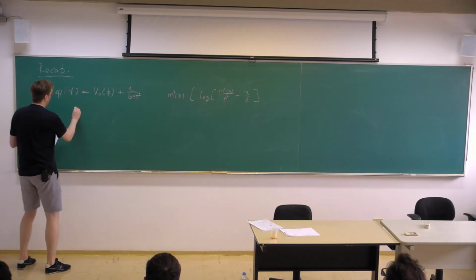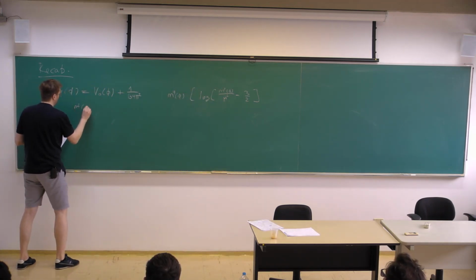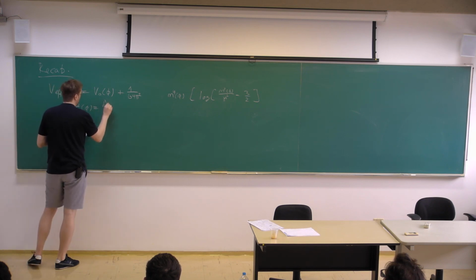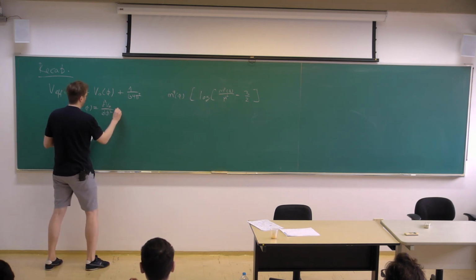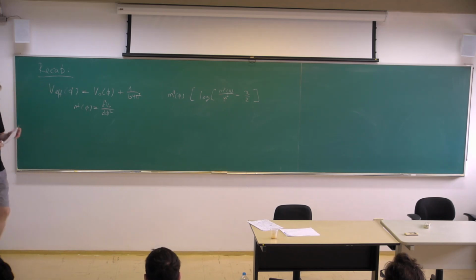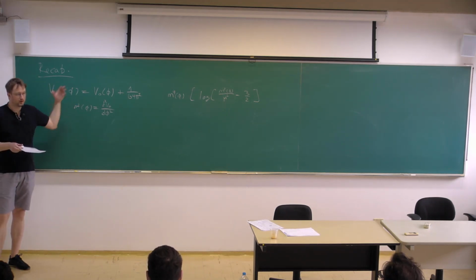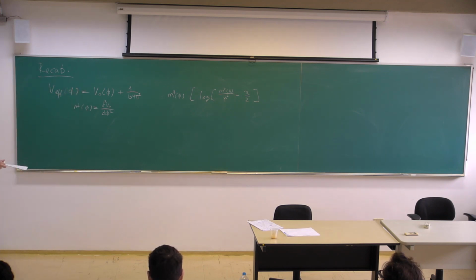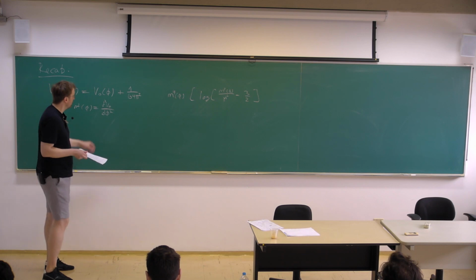And the field-dependent mass is given by the second derivative of the tree-level potential with respect to the field. And I derived this for phi-4 theory, but it applies more generally. So you can go through the derivation also for generic potentials.